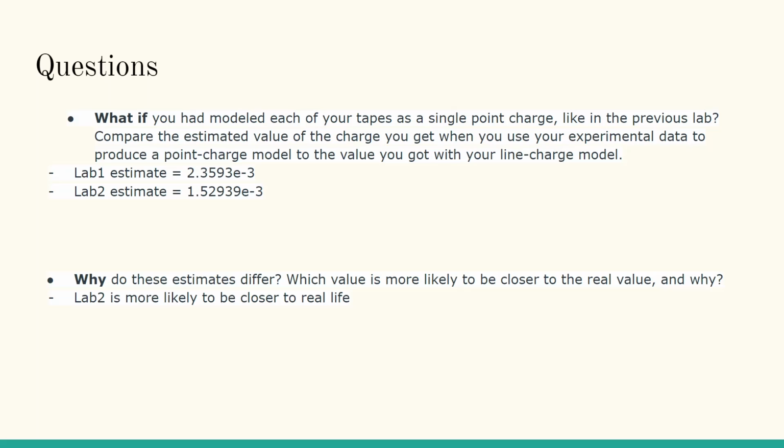If we had modeled our tapes as a single point charge, we would have gotten the same estimate that we did in Lab 1. The reason that Lab 2's estimate is almost twice as small is because using the line charge model, the individual point charges towards the end of the tape are going to have less of an effect in the y direction than the point charges in the middle of the tape, resulting in an overall lower charge.